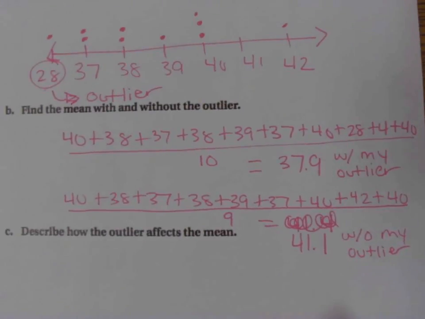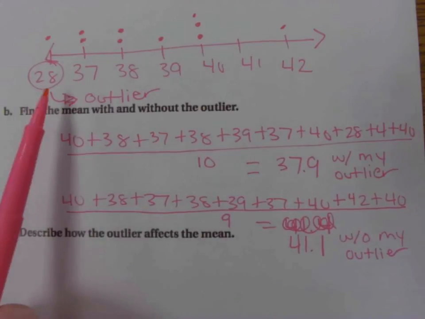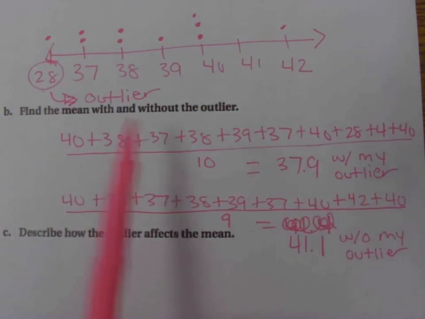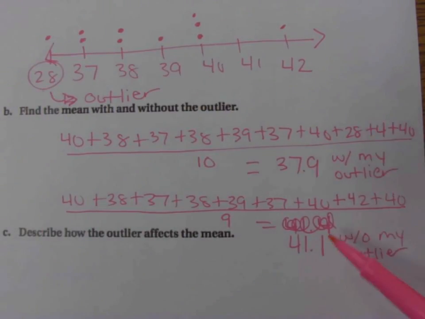So how does this affect my mean if I include or do not include my outlier? Before, my mean with the outlier was 37.9, which is a lot less than my mean without my outlier. In this case, the outlier was a lot less than my other numbers, so it decreases your mean. It makes your mean a lot smaller. Versus if my outlier was over here, maybe it was 50, that would increase my mean. It would make it greater than it really is.